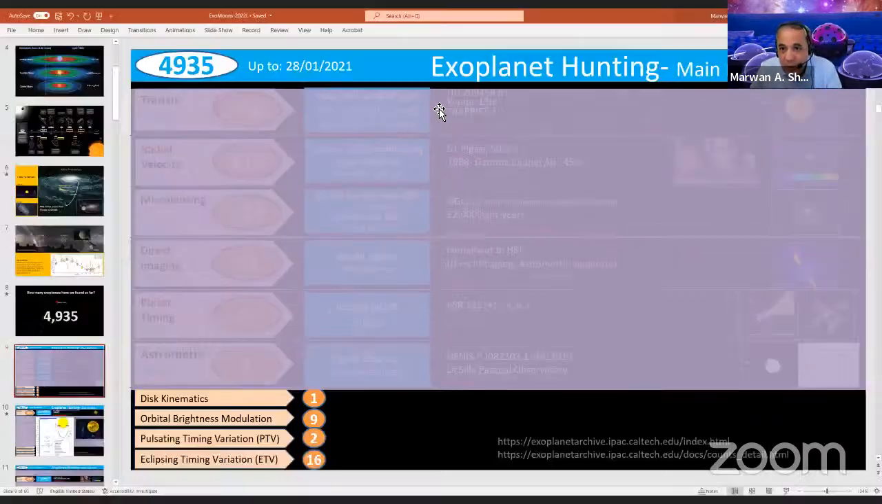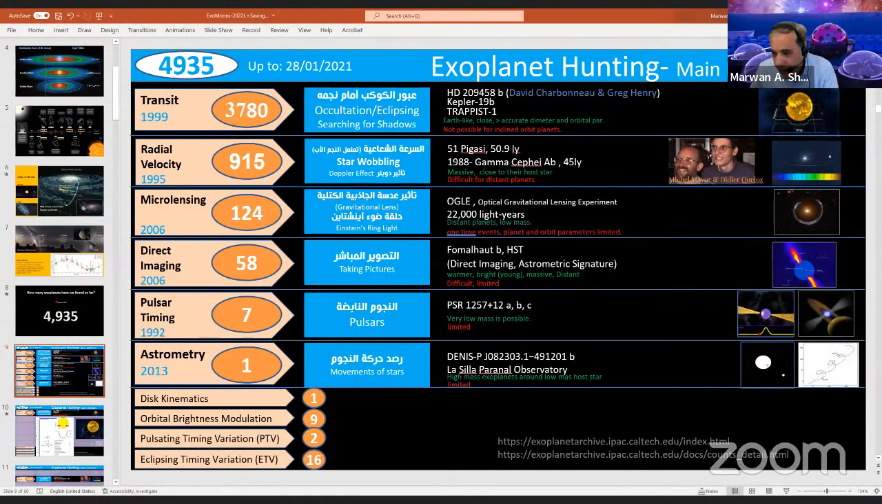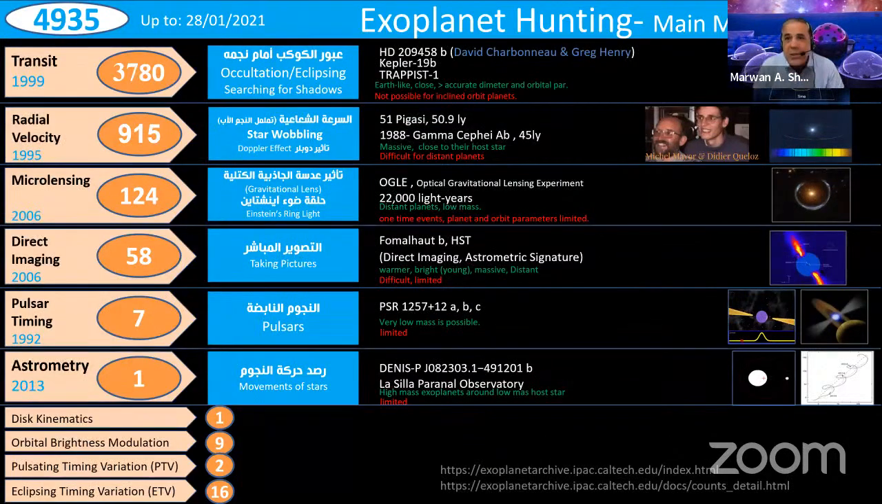I have to remove these before because I use these for another reason. Now I need to remove these. These are the methods that we actually use. Also, this one has to be updated to today. This is a previous presentation, but the numbers here are correct. So we have found this number of confirmed exoplanets with the different methods. These are the methods to detect exoplanets.